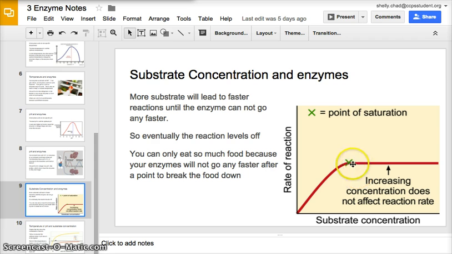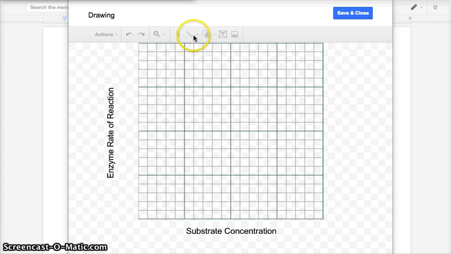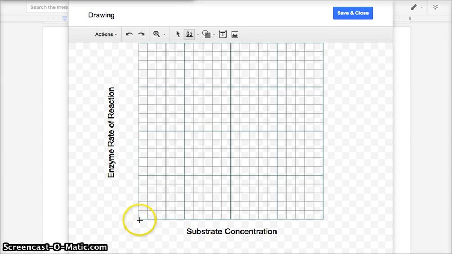And that's the same here. The enzyme can just no longer go any faster. So you can put more and more substrate in there, but it's not going to go any faster. We're going to show that on our graph here. Again, I'm going to use the little scribble line. Our enzyme speeds up, and then it starts to level off. It starts to slow down, and it doesn't increase anymore with any more substrate.